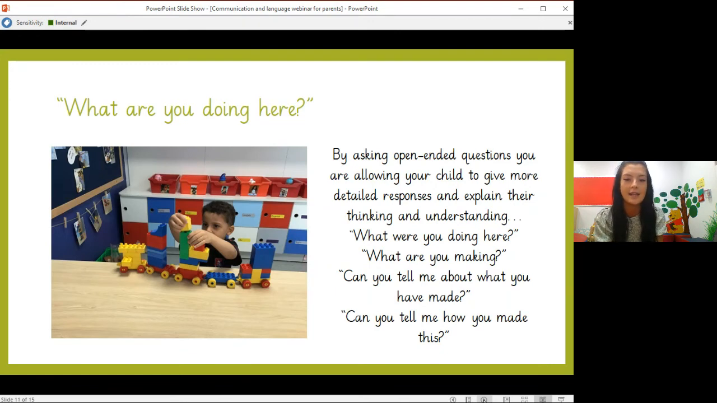And you can do this at home as well, when they're building, when they're making something. Instead of just saying, "Oh, well done, that's really nice," you can ask them about it, and you can say, "What have you made? How did you make it?" And also, if we post a picture of your child making something like this onto Seesaw, you can say, "Wow, what were you doing here?" or "What were you making here?" And that will help them to recap their experiences and to then talk about it and describe what they did.